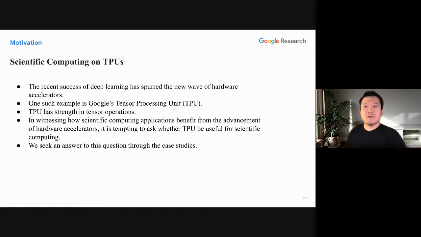As we all know, the recent success of deep learning has spurred a new wave of hardware accelerators. One such example is Google's Tensor Processing Unit, or TPU. TPU has strength in tensor operations. In witnessing how scientific computing applications benefit from the advancement of hardware accelerators, it's tempting to ask whether TPU can help us with scientific computing applications. And we seek an answer to this question through the case studies.